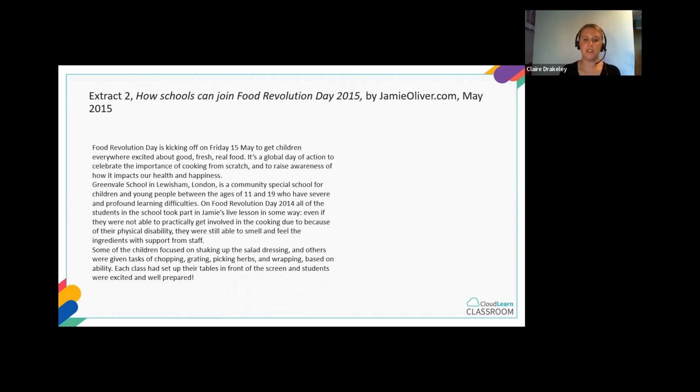On Food Revolution Day 2014, all the students in the school took part in Jamie's live lesson in some way, even if they were not able to practically get involved in the cooking because of their physical disability. They were still able to smell and feel the ingredients with support from staff. Some of the children focused on shaking up the salad dressing, and others were given tasks of chopping, grating, picking herbs, and wrapping based on ability. Each class had set up their tables in front of the screen, and students were excited and well prepared.